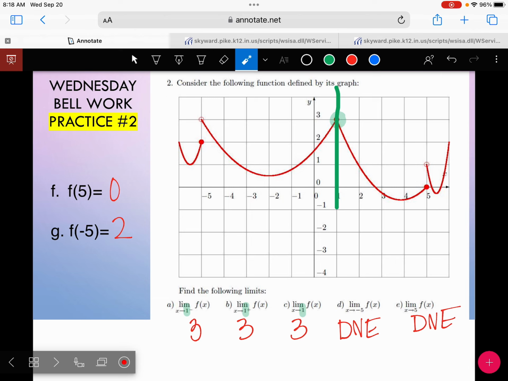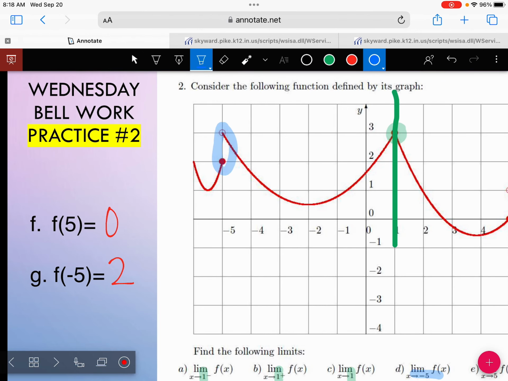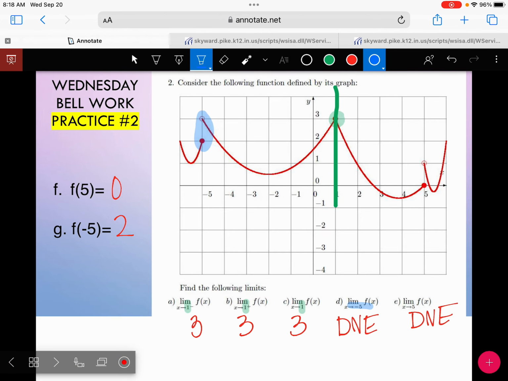All right, number 4, or letter D. So for that one, it's saying -5. So -5 is right here, and that's a jump. Jumps don't have a limit. Also at +5, we have a jump. Both of those places are a jump, so we don't have a limit. For F and G, you're going to look for the closed point.